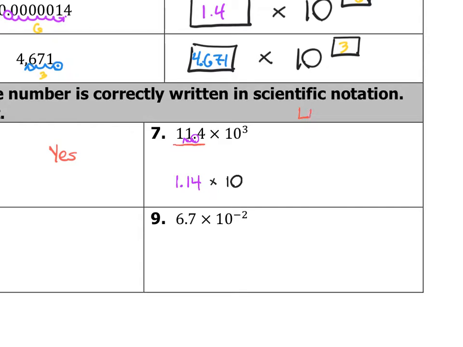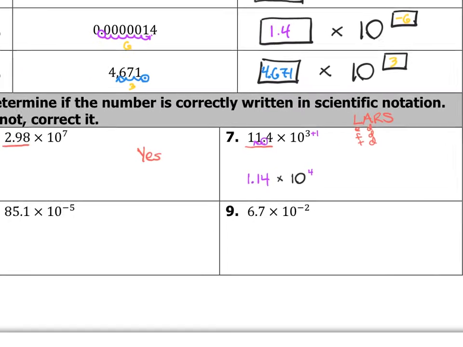There's an easy way to remember this that might help you for this section. The acronym LARS, and that stands for left, add, right, subtract. Okay, so in this problem, since we're moving to the left 1 space, I'm going to add 1 to that exponent. And so now this is 1.14 times 10 to the 4th power.